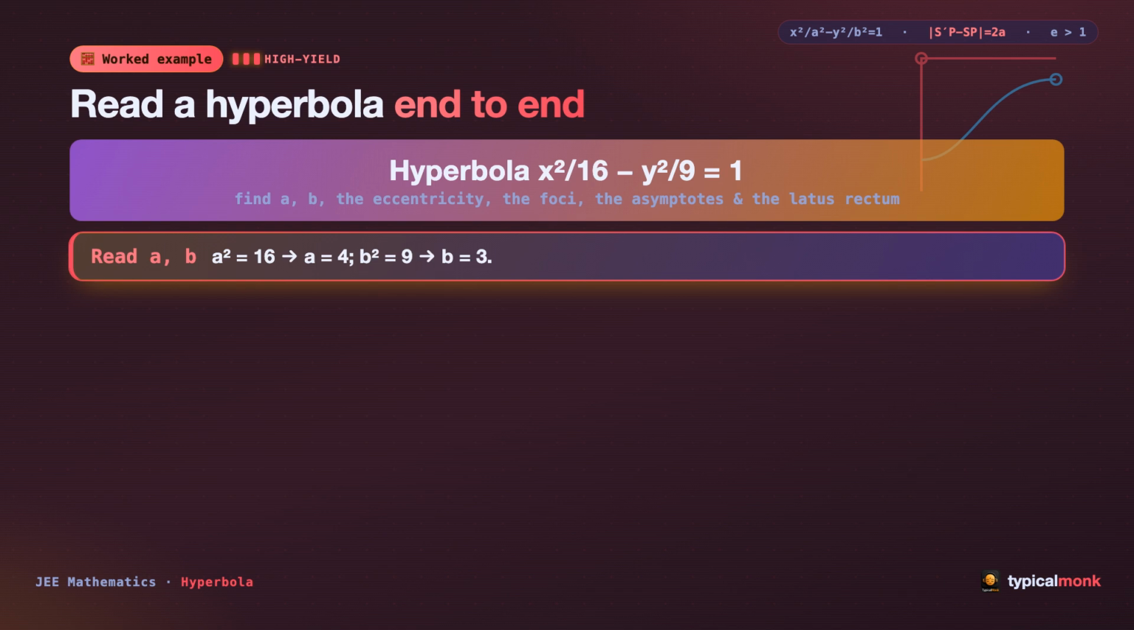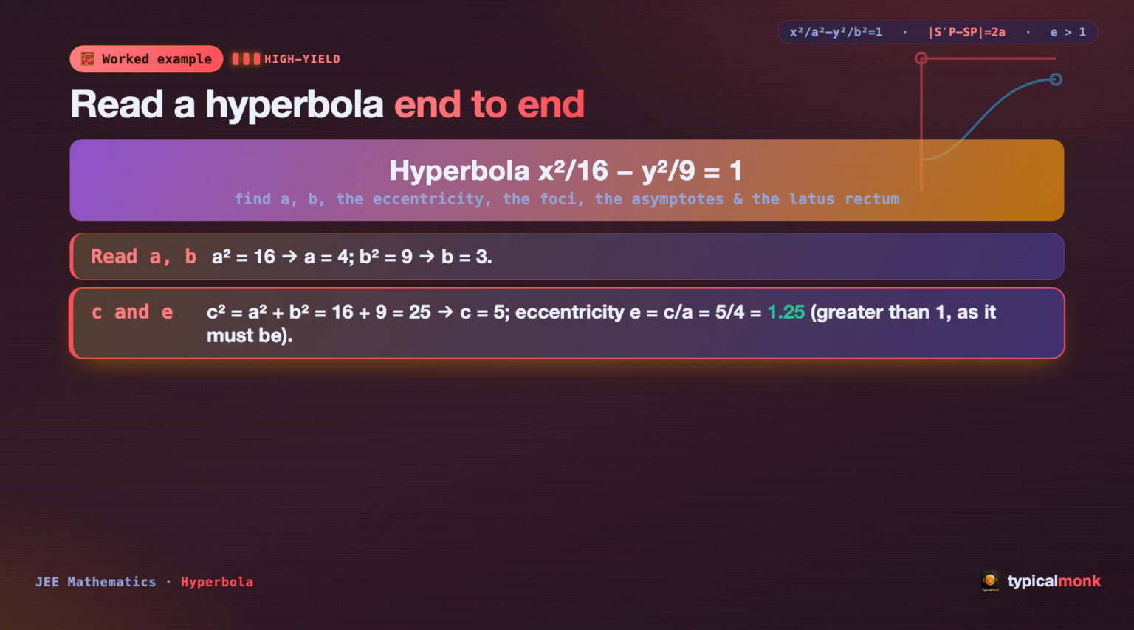Take x squared over 16 minus y squared over 9 equals 1. We will find a, b, the eccentricity, the foci, the asymptotes, and the latus rectum. Read a and b. a squared is 16, so a is 4, b squared is 9, so b is 3. Find c and e. c squared equals a squared plus b squared, which is 16 plus 9, equal to 25, so c is 5, and the eccentricity e equals c over a, 5 over 4, which is 1.25, greater than 1, exactly as it must be.